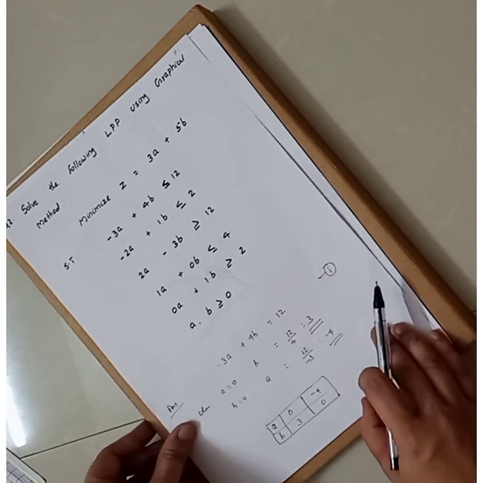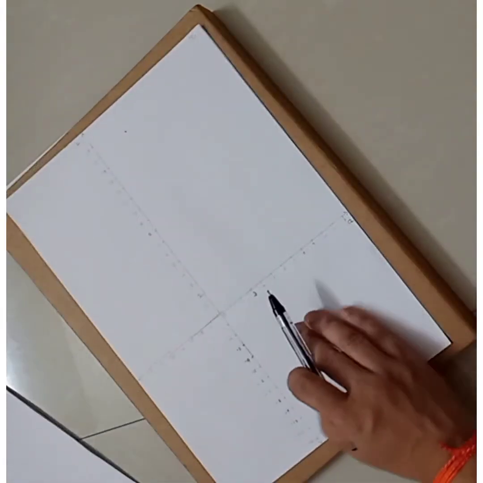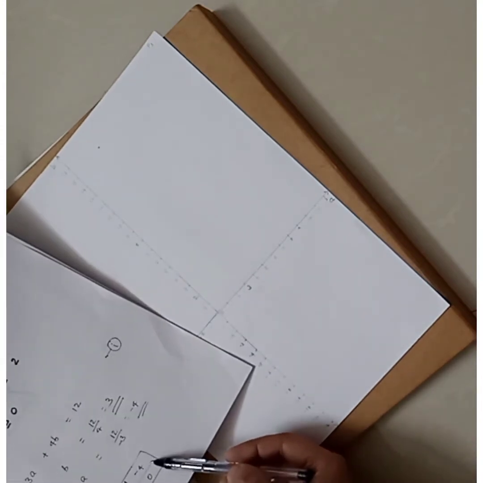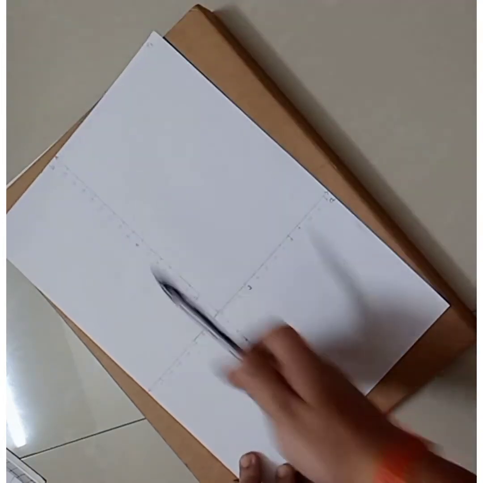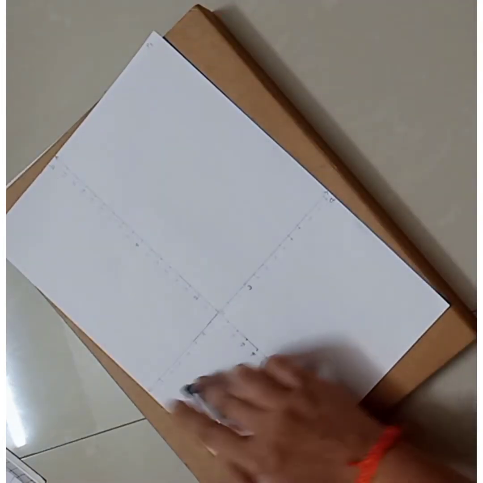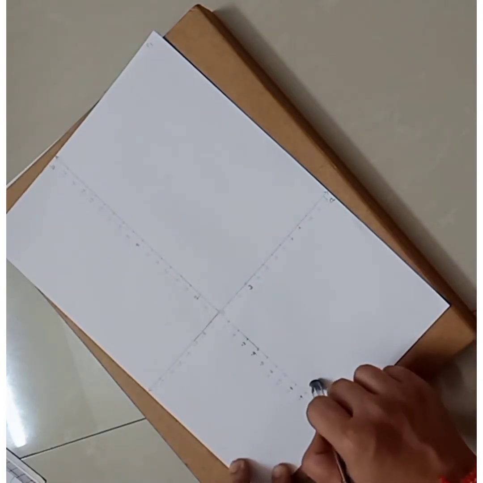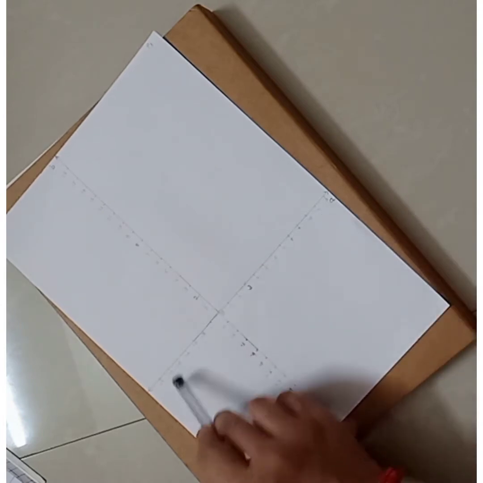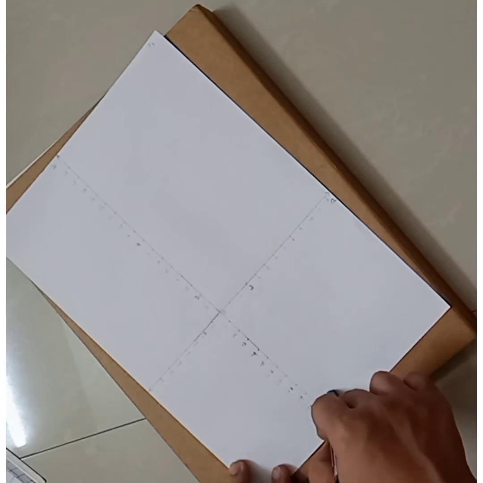So now we need to plot it in a graph. Now you can see that there is a negative value, so you should have 4 quadrants for the graph. Here the x-axis will contain the value of a and the y-axis will contain the value of b. You have to give provision for negative values as well, so this will contain minus a and this will contain minus b.